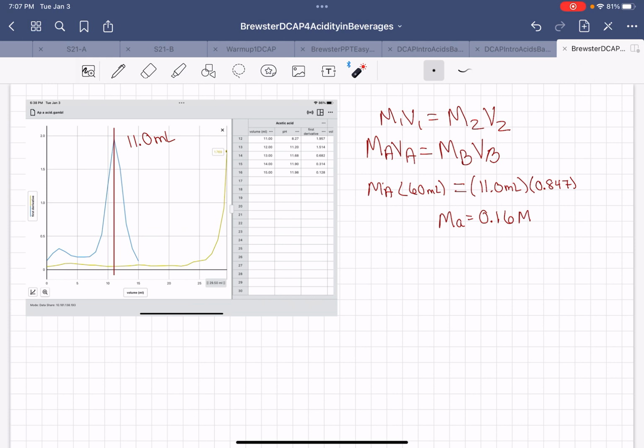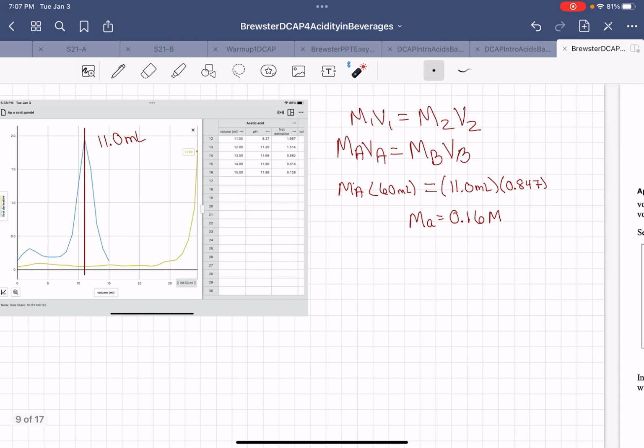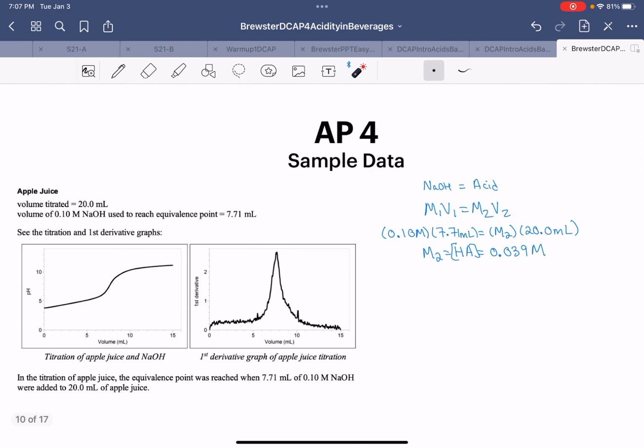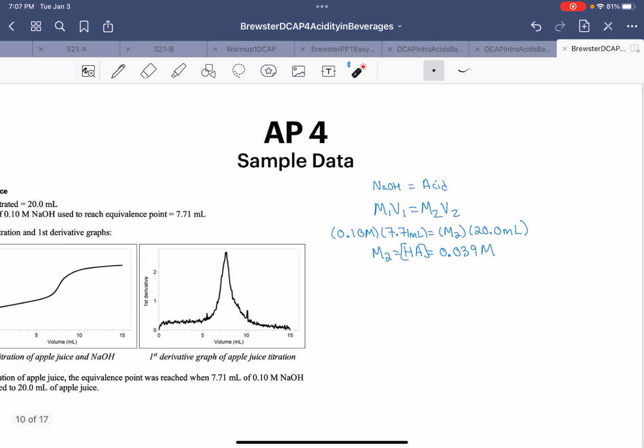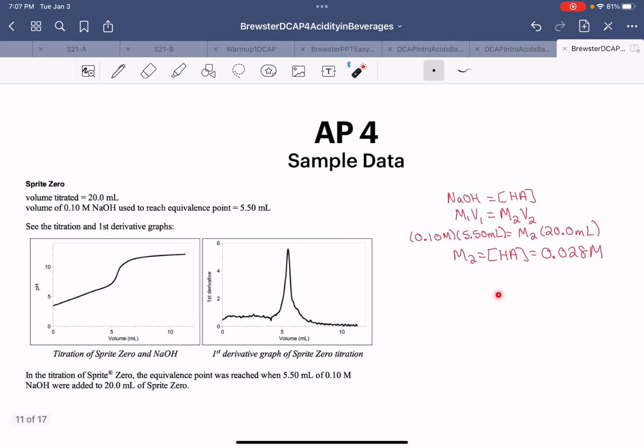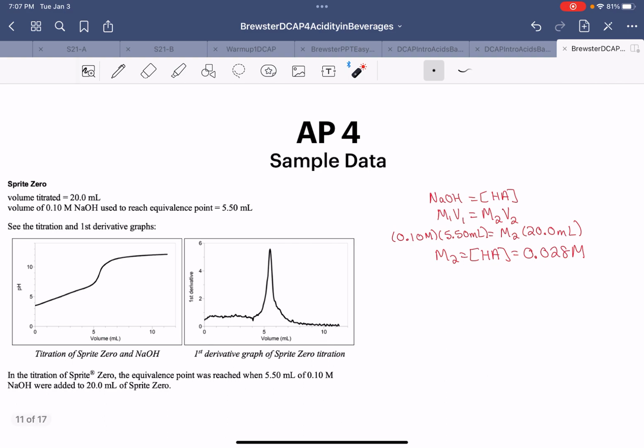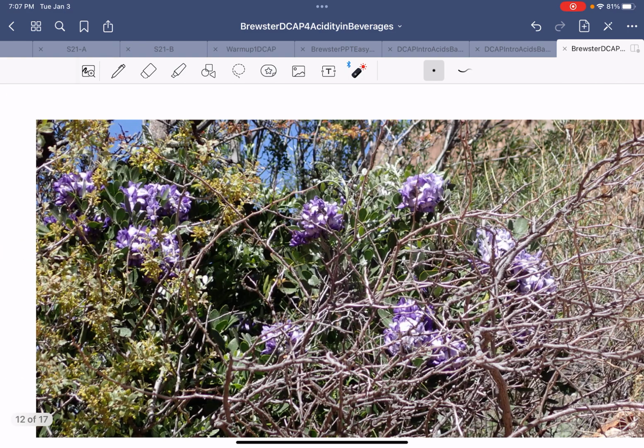So that's how you're solving for the molarities of your unknown acids, and that's why you need to be able to calculate using your graphs. And this is just some more examples of some sample data so you can see more examples on how to calculate that. I hope this helps, and live long and prosper.